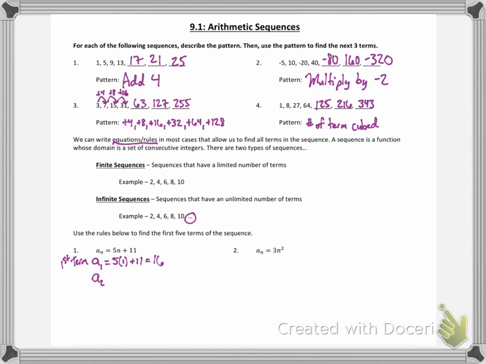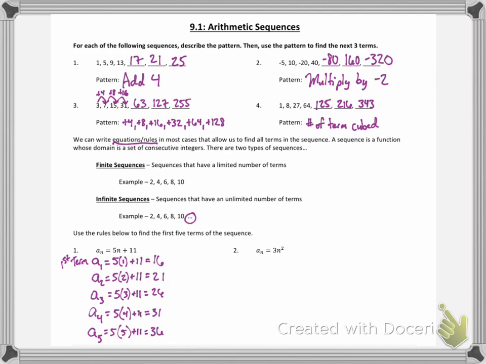If I want to know the second term, I plug in 2 for n. Do some quick PEMDAS, you get 21. So on and so forth. If I want the third term, plug in the 3. Fourth term, plug in the 4. And the fifth term, plug in the 5. So you can see the math behind it isn't that complex, but ultimately it's just knowing what the variables stand for. So you can see the first 5 terms: 16, 21, 26, 31, 36.